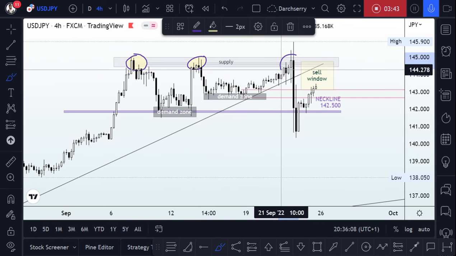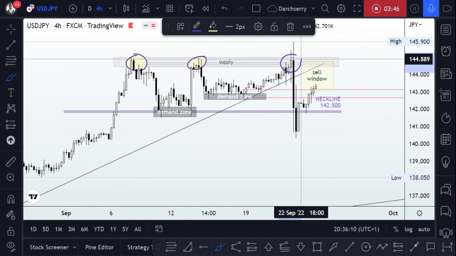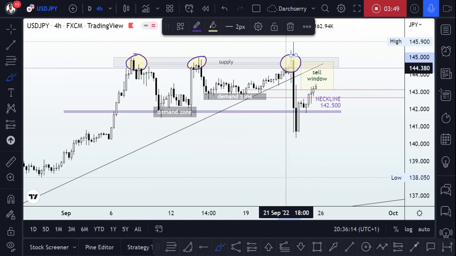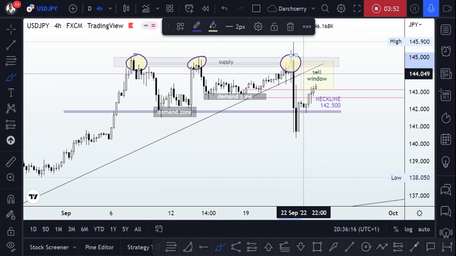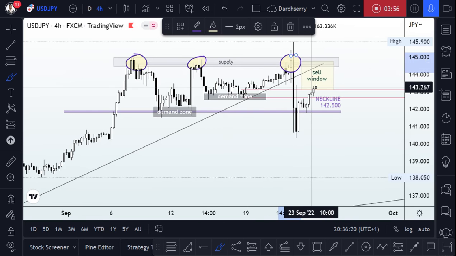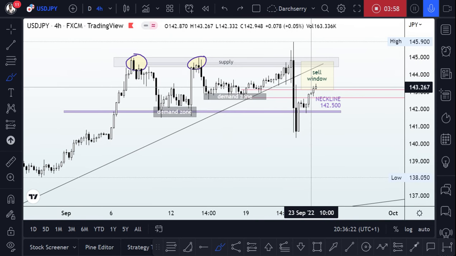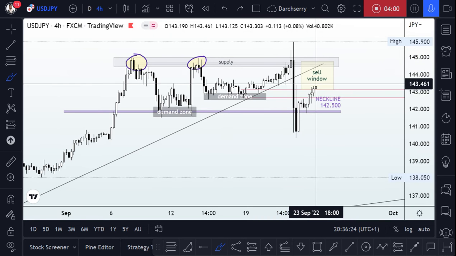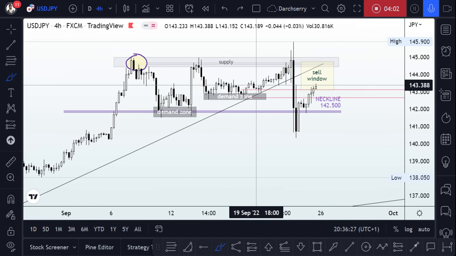In fact, in the last couple of days into the end of last week's trading session, we saw multiple rejections of this supply zone to give us further confirmation that a bearish momentum is likely going to be coming in at this point.